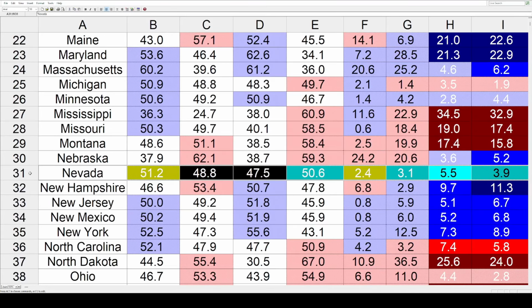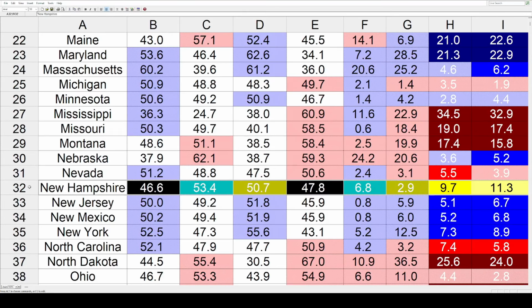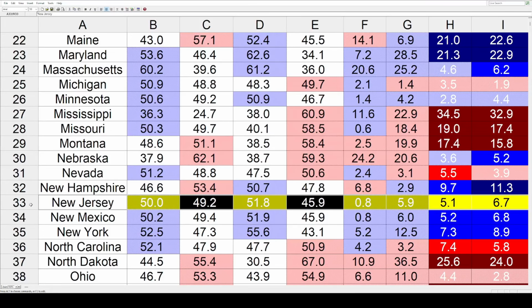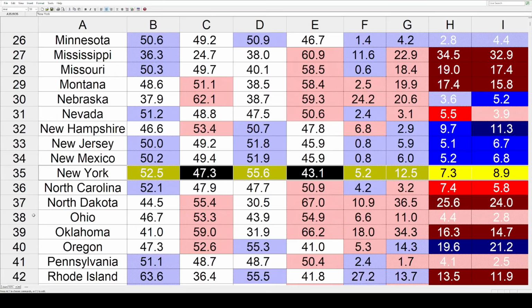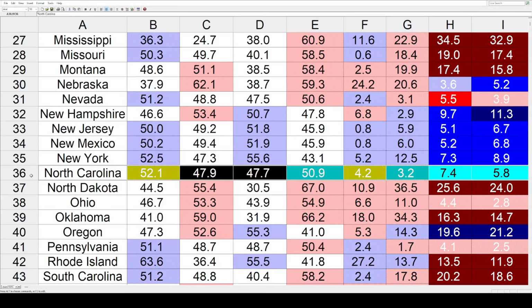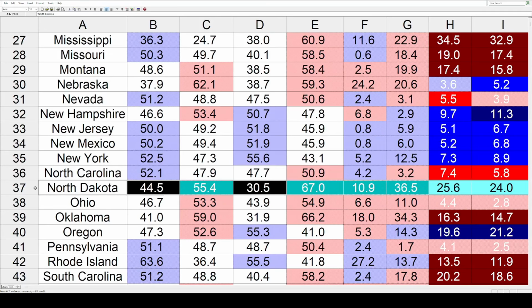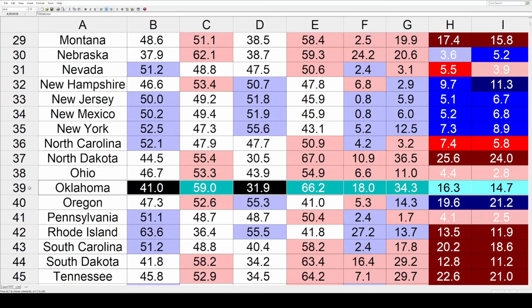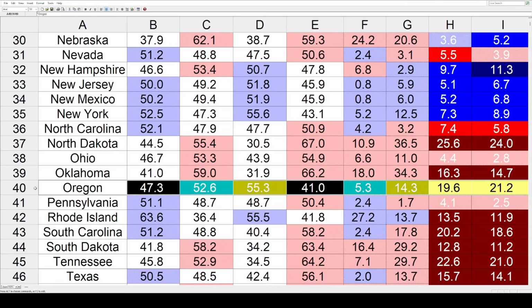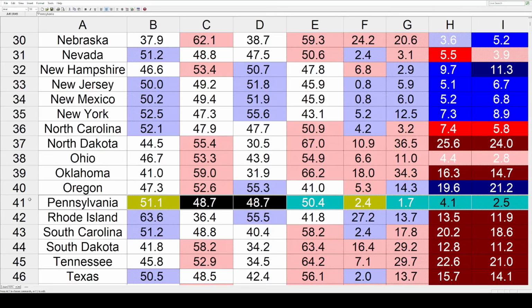Nevada redder at 3.9. Then more blue trends in New Hampshire 11.3, New Jersey 6.7, New Mexico 6.8, and New York 8.9. But then some red trends in North Carolina at 5.8, North Dakota a big 24, Ohio a milder 2.8, and Oklahoma 14.7. Oregon got noticeably bluer at 21.2. Pennsylvania a small red trend of 2.5.